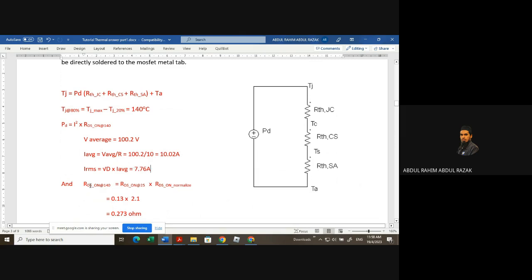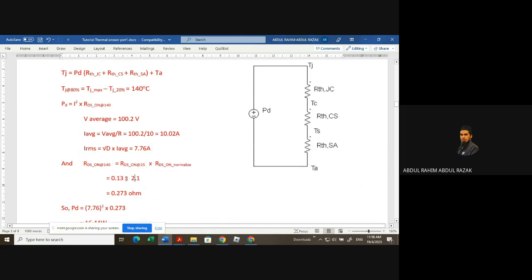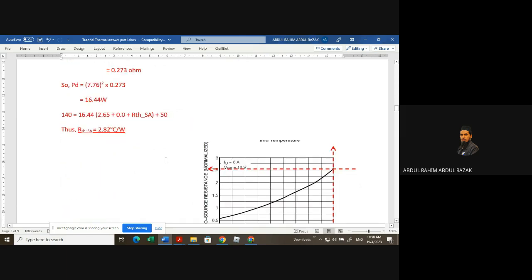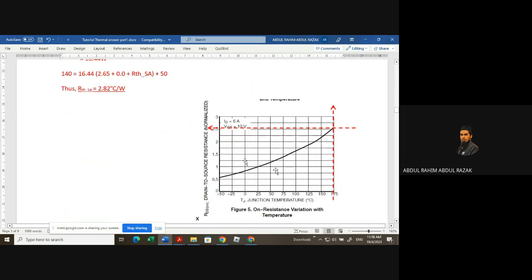So you have to find what the RDS on is at 140 degrees C. RDS on is RDS on at 25 degrees C times the normalized factor. We know that RDS on at 25 degrees C is 0.13 ohm. Just now we had 175, now you reduce to 125 and 140, based on the graph like this. The value should not be too precise, but it is a projection.